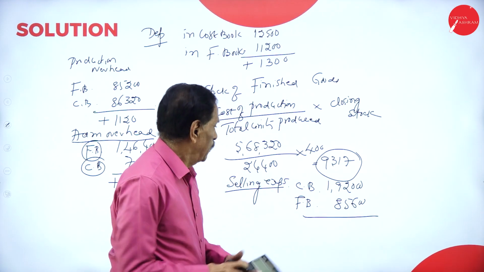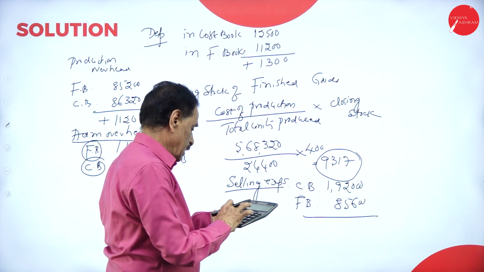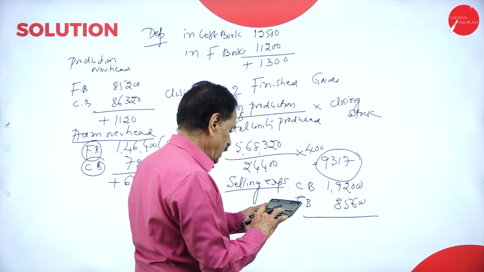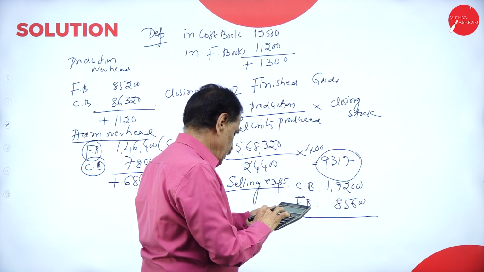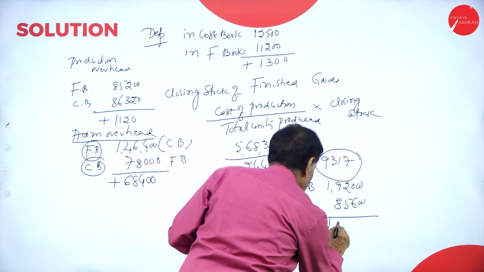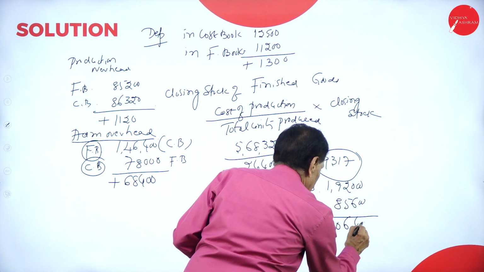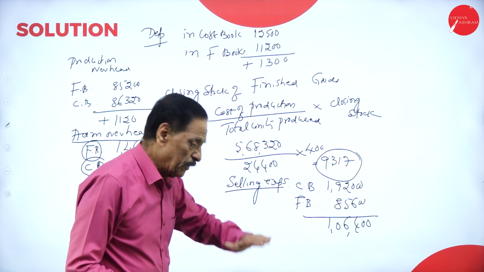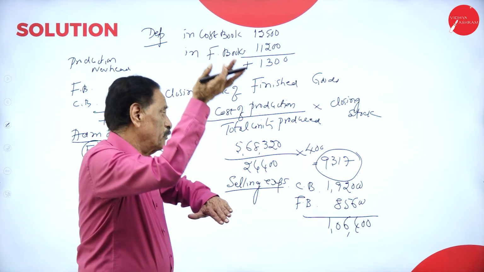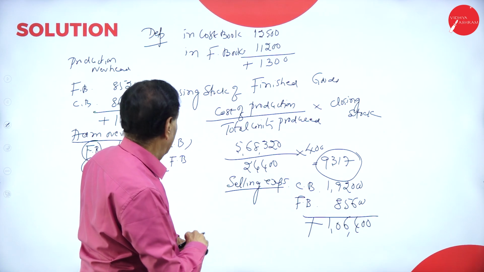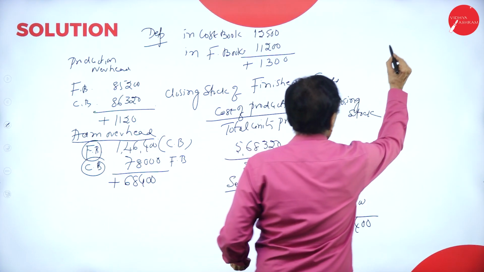Difference: 1,92,000 minus 85,600 is 1,06,400. Who charges more? Costing. Their profit will be less, our profit will be more. To make equal, add back. Then last one, closing stock.